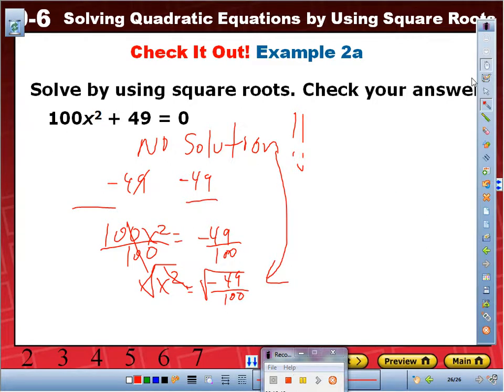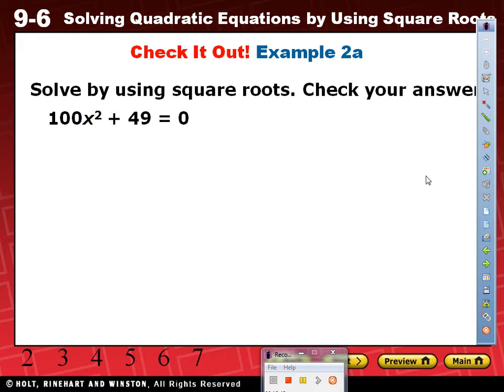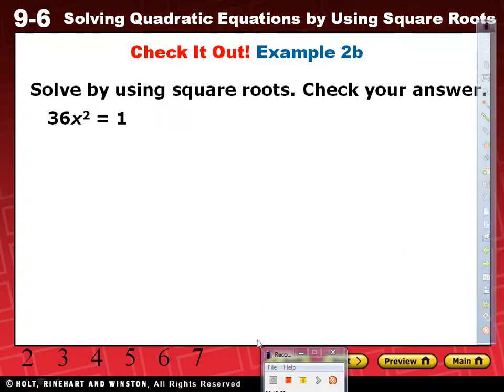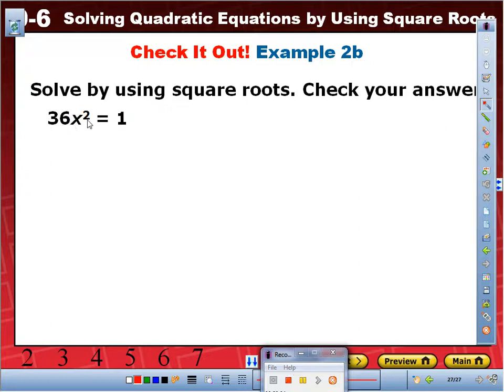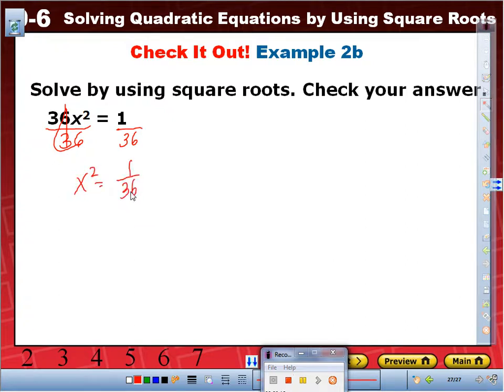Copy this next one now. 36x squared equals 1. Go. Guys, focus. Here goes. What's my last step here, or my next step? Divide by 36. We're left with x squared equals 1 over 36.